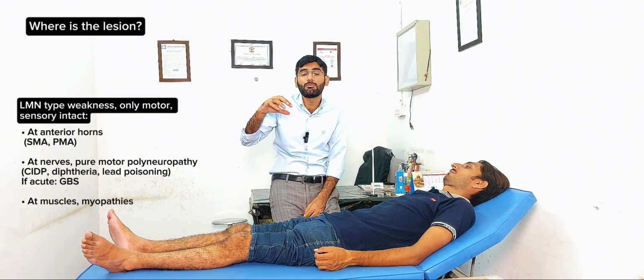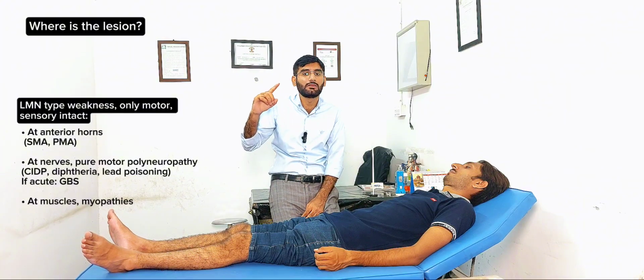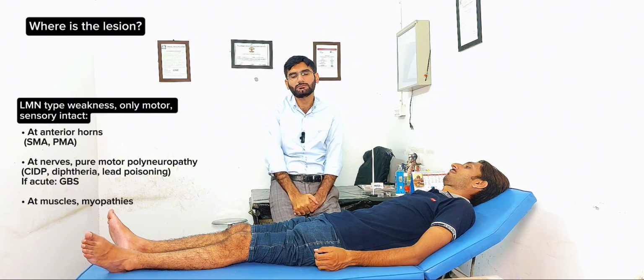If it is pure motor polyneuropathy, then the lesion could be either CIDP, chronic inflammatory demyelinating polyneuropathy, it could be lead poisoning, or it could be diphtheria.